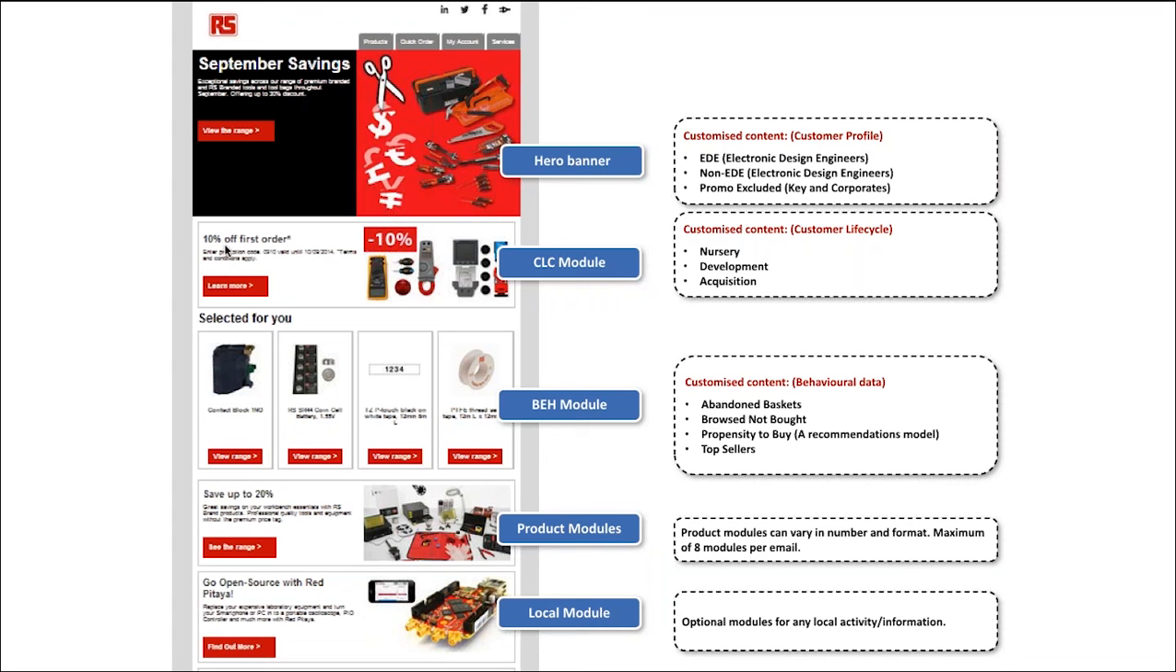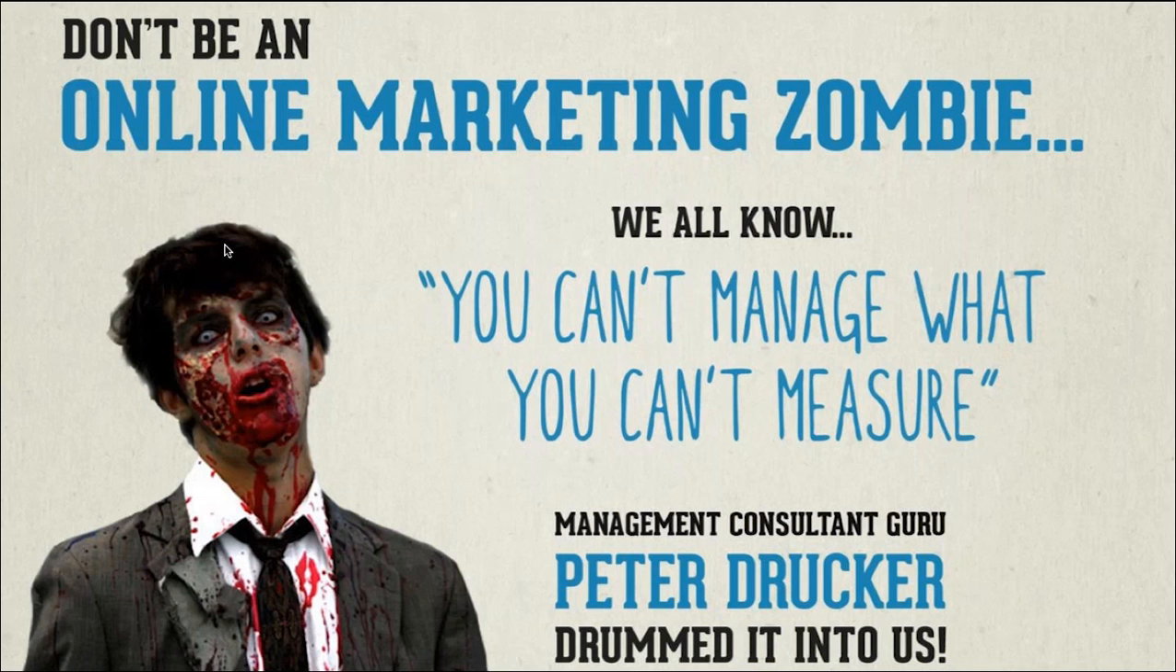So they've got 10% off the new order. So everyone can use this form of dynamic content. So a bit of a shocking slide here, just to emphasize the importance of measurement, as many of you already have in your comments.